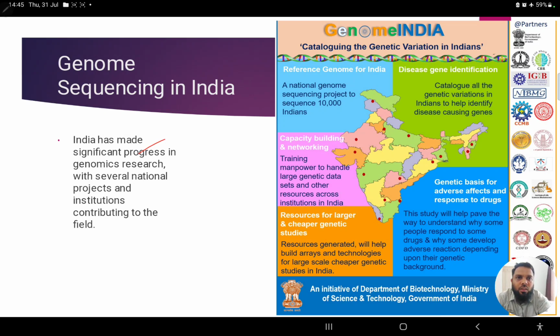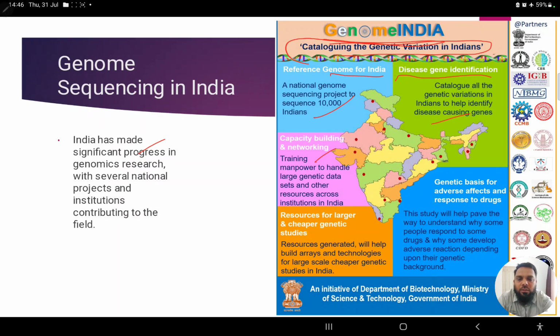Now we can see cataloging the genetic variations in the Indians. So it refers to the Genome India, right? A national genome sequencing project to sequence 10,000 Indians. What is the Genome India? Disease gene identification. Catalog all the genetic variations in Indians to help identify disease-causing genes. So India is not behind, right?